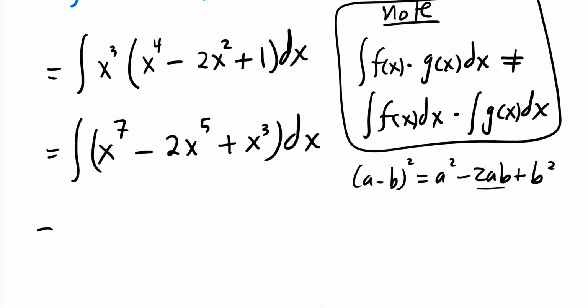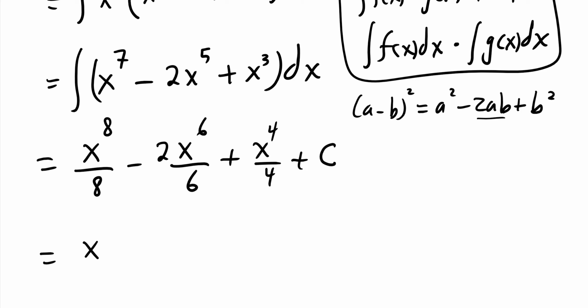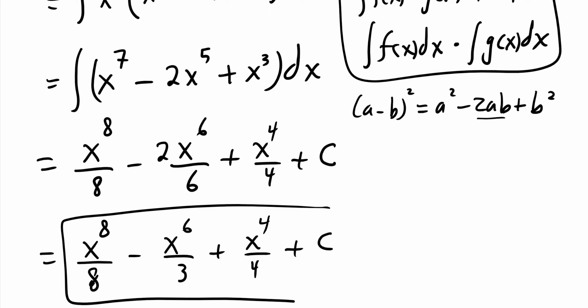What do we get here? This becomes x to the 8th over 8, minus 2 x to the 6th over 6, plus x to the 4th over 4, plus c. What is this? This stays the same. This is x to the 6th over 3, plus x to the 4th over 4, plus c. That's all we can simplify up to this point.